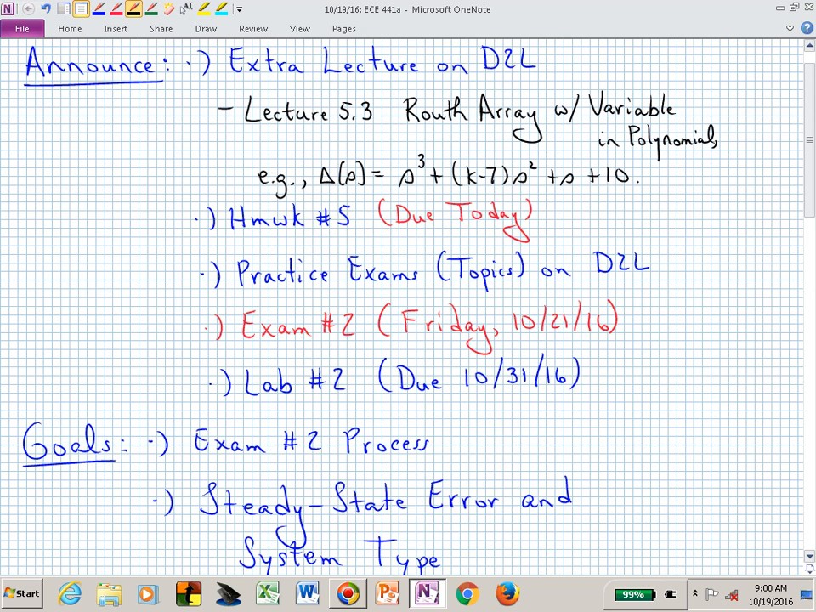There is a little bit of extra material now on D2L talking about how you address a polynomial that has a variable parameter inside it in terms of computing the Routh array. But you've done that, I think, on homework, but this is another illustration. And it's not 50 minutes, it's half that. It's about 23 minutes in terms of length.